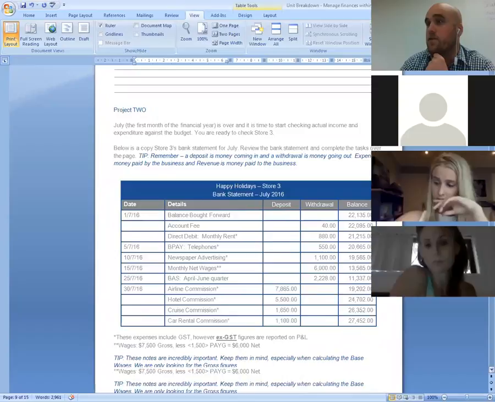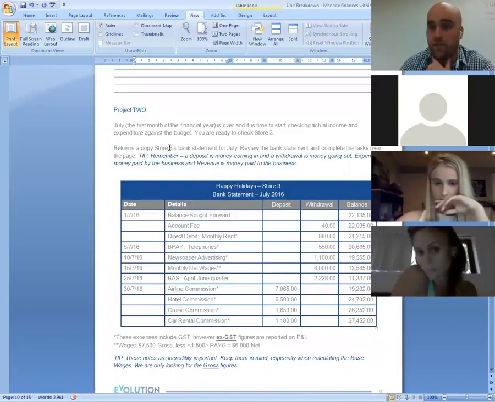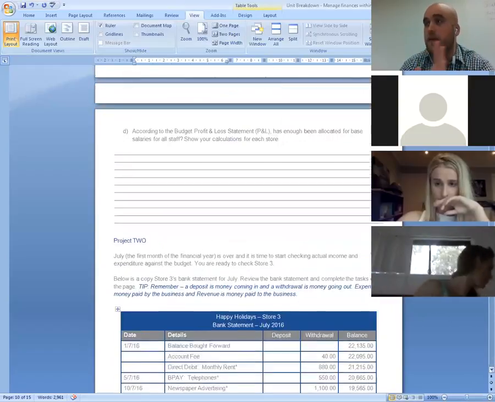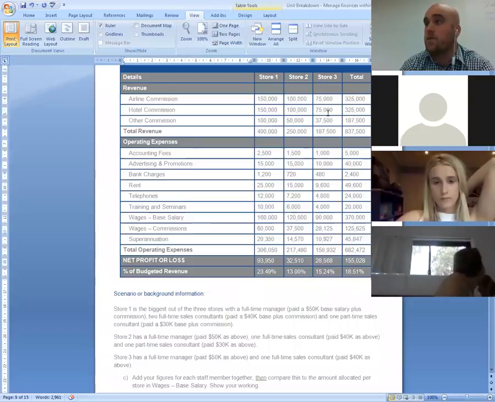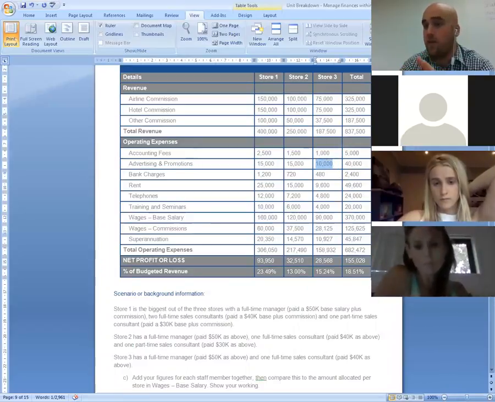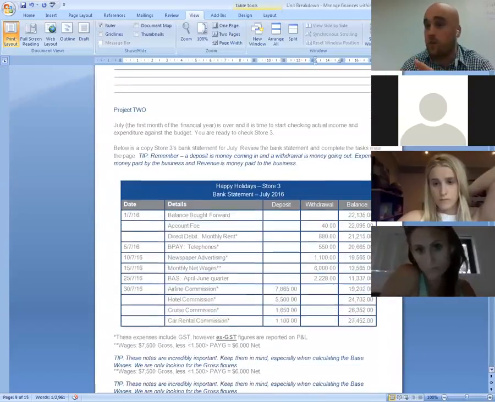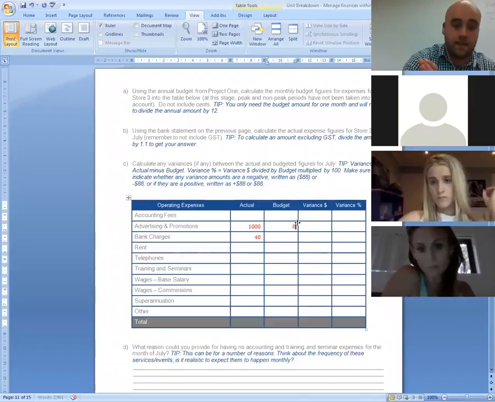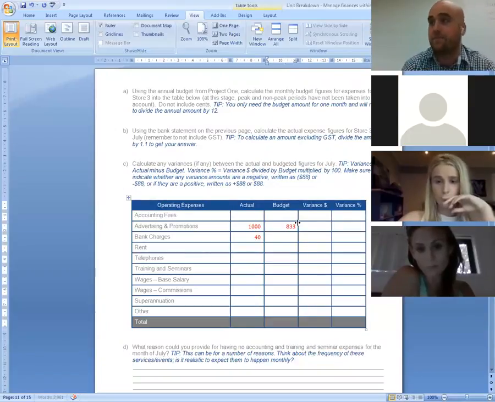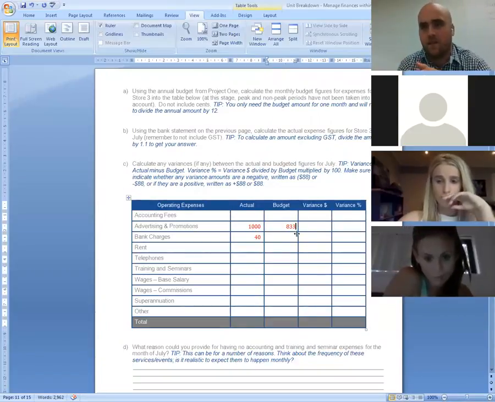Sorry, I forgot to point out too, this is for store 3. So just be aware that it does jump between stores a bit. You need to be aware of which one you're looking at each time. So advertising and promotions for store 3 is $10,000. Now we want to take 1/12 of that, which off the top of my head, I'm fairly certain is 833. Does that make sense? Everyone's still good with that?